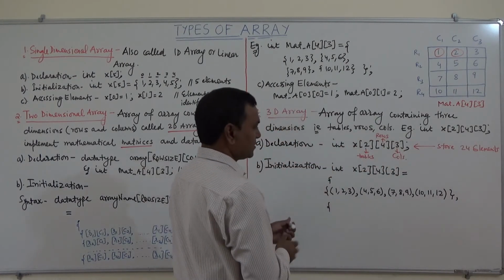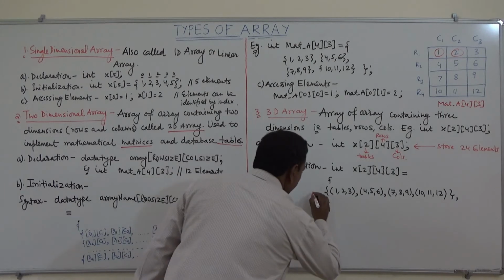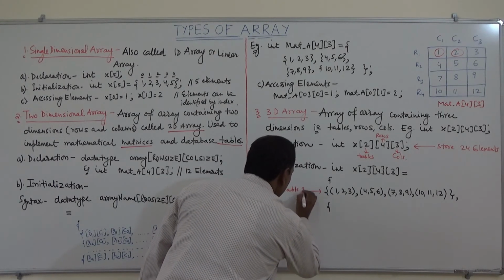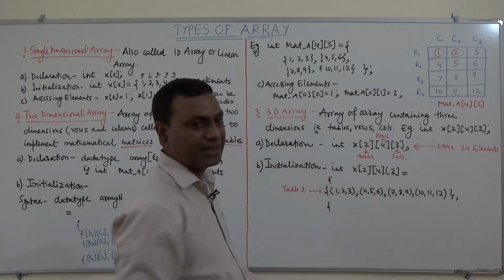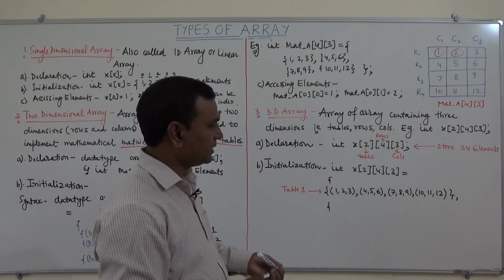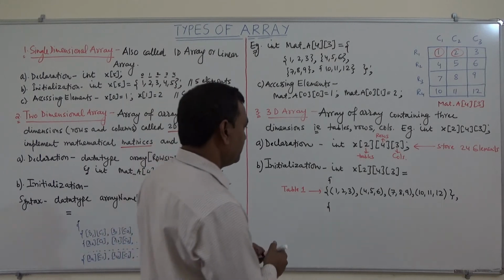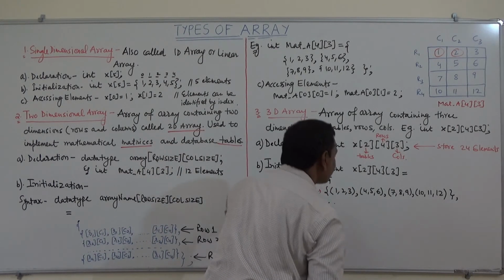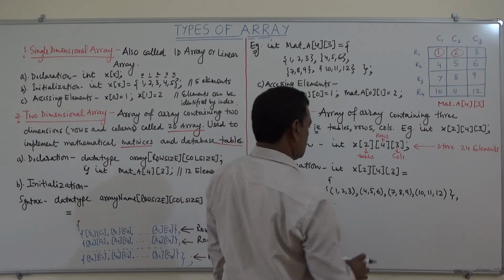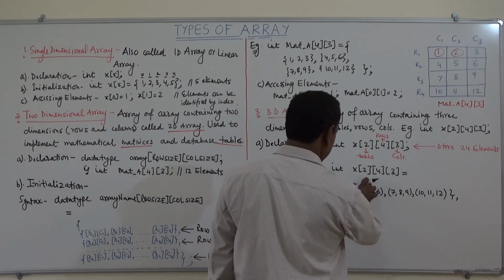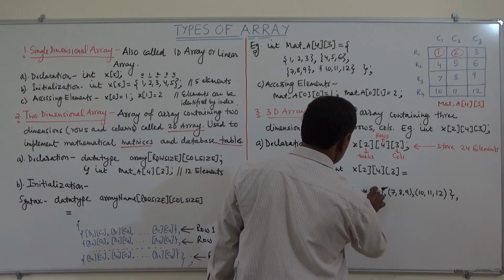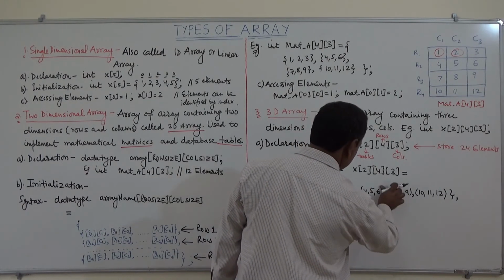These are the elements of table 1. Now we will write the elements for table 2. So these will be in brackets like this. This will be curly braces.